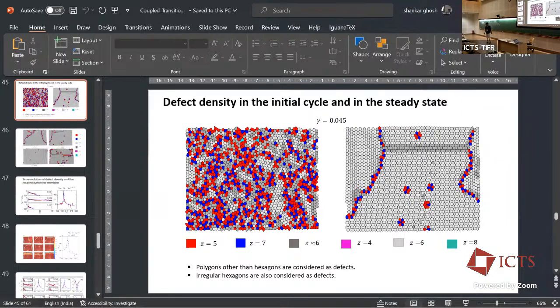I was just thinking, do you observe something like a T1, T2 kind of transition throughout that? T1, T2? No, we have not looked for the T1, T2 transition.